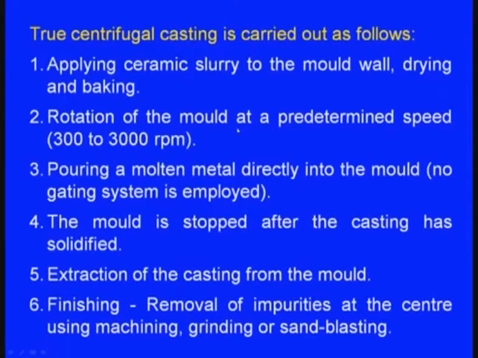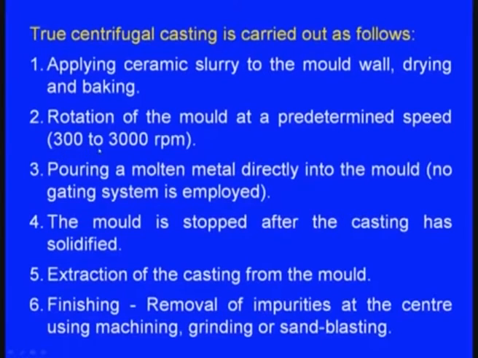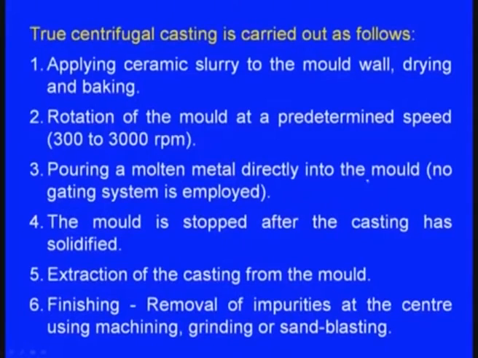Next step is rotation of the mold at a predetermined speed, and it can start from 300 rpm and can go up to 3000 rpm. Then once this mold keeps on rotating at this predetermined speed, we have to pour the molten metal into the mold. And the most surprising thing is here no gating system is required. We have seen the design of the gating system for a sand mold, and also we have seen the die casting. Here no gating system is required.